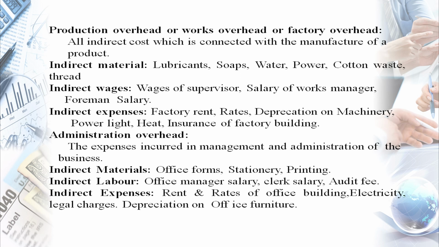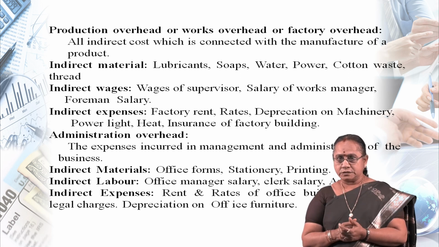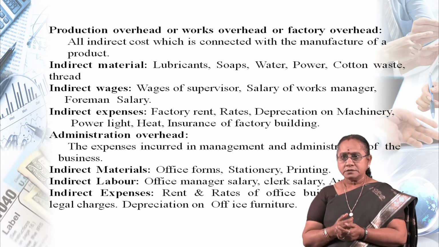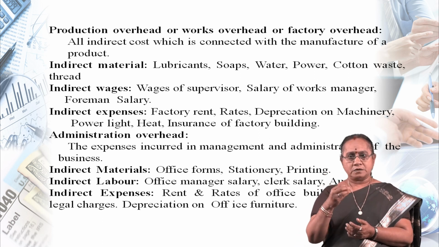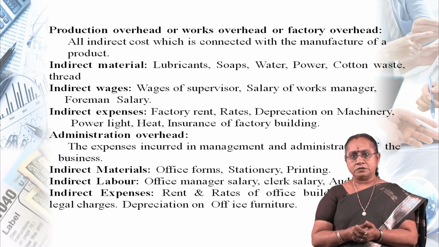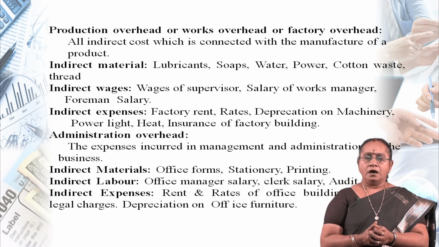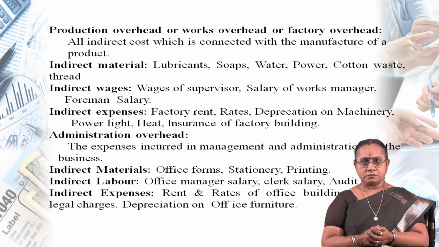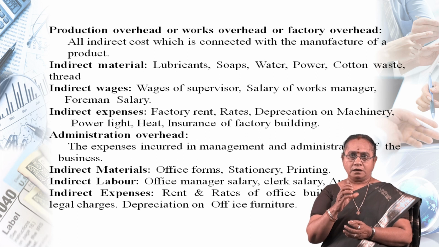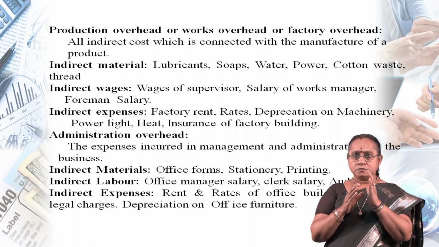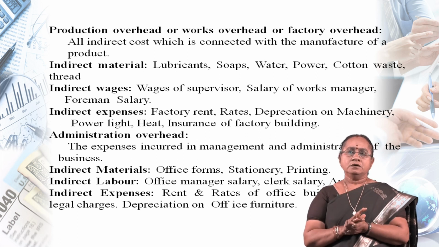Indirect expenses related to administration overhead are expenses related to the office building, whatever it is: rent and rates of the office building, electricity charges, legal charges, depreciation on office furniture, and depreciation on office equipment. Some other equipment also can be taken for this purpose. Then selling and distribution overhead expenses are also there. These are expenses related to selling the product, expenses meant for selling the goods.